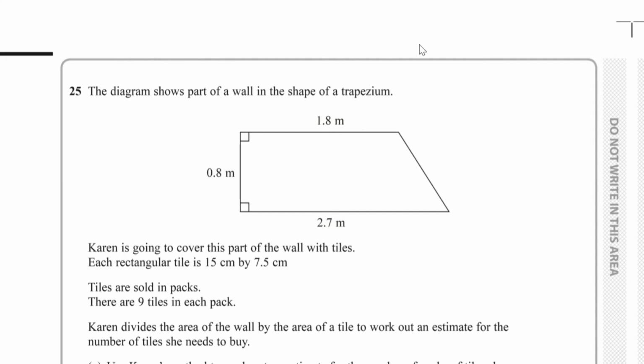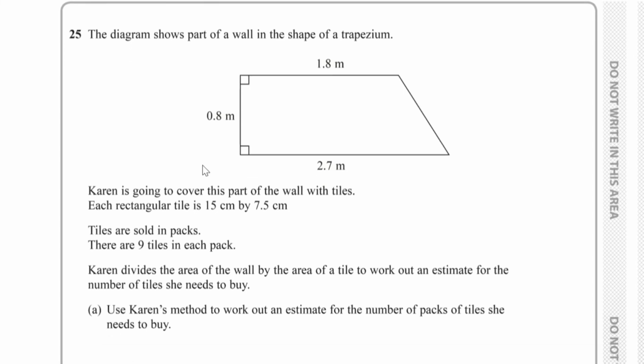Question number 25. The diagram shows a wall in the shape of a trapezium. Karen is going to cover this part of the wall with tiles. Each rectangular tile is 15 centimeters by 7.5 centimeters. Tiles are sold in packs. There's 9 tiles in each pack. Karen divides the area of the wall by the area of a tile to work out an estimate for the number of tiles she needs to buy. For part A, we have to use Karen's method to work out an estimate for the number of packs of tiles she needs to buy.